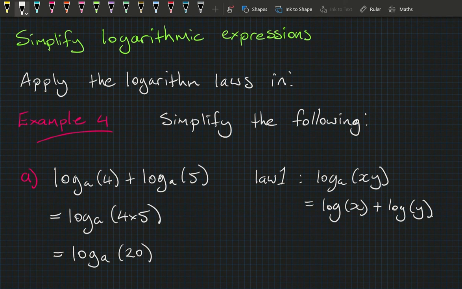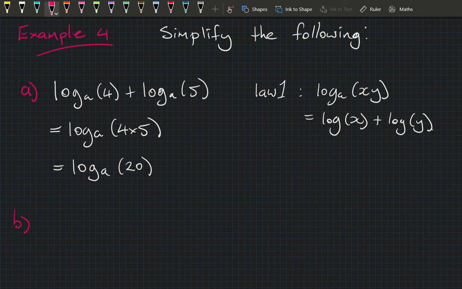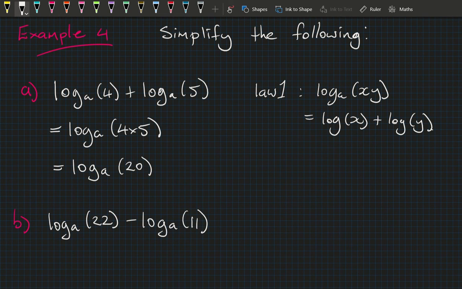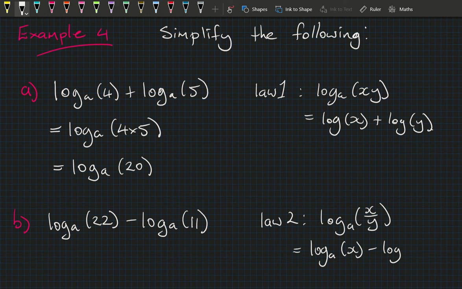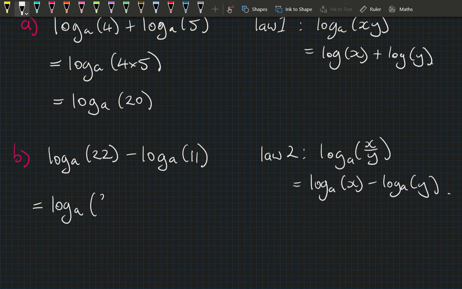All right, hopefully that's pretty straightforward. Let's move on to part B, where we've got log base a of 22 minus log base a of 11. With law 2, the log of a division is equal to a log of subtraction, right? So we've got log of 22 minus log of 11, and we end up with log base a of 22 divided by 11. The positive one is the numerator and the negative one is the denominator, right? And we can actually divide 22 by 11, so we've got log base a of 2.